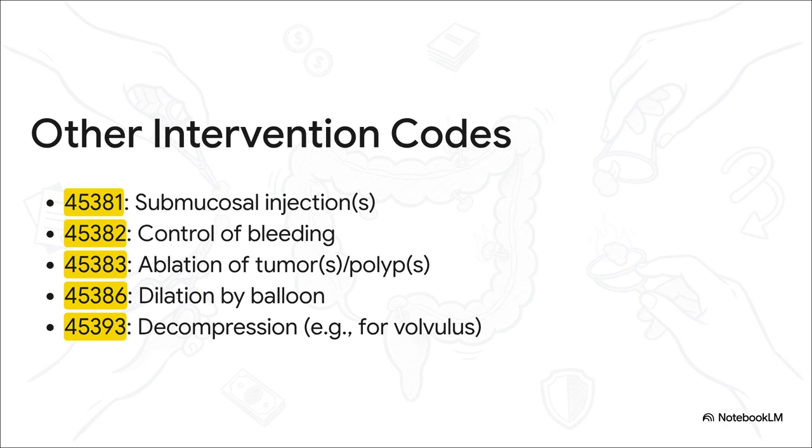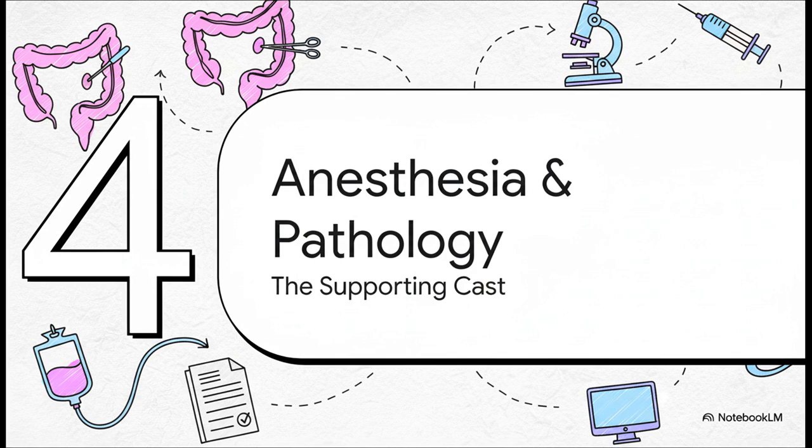You get the idea. Each of these codes tells a very specific story about what happened during that procedure. Okay, now here's something that's really easy to forget. We're not just coding for the gastroenterologist's work. We also have to account for the supporting cast, the anesthesia that keeps the patient comfortable, and the pathology that analyzes whatever was taken out.